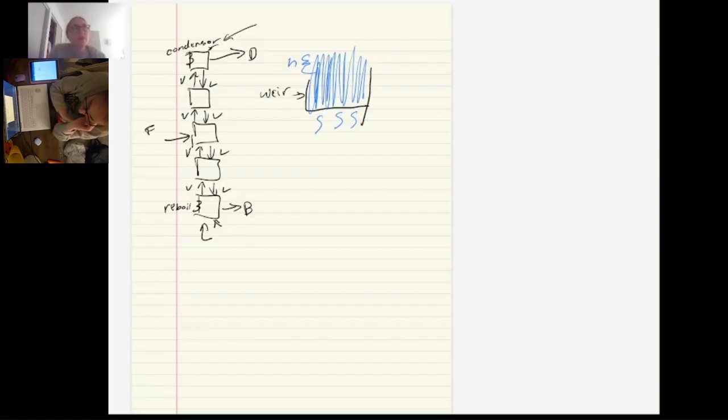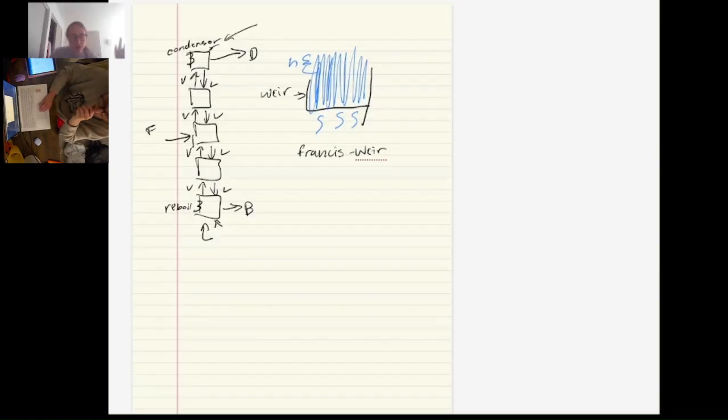So for the molar holdup, what we need to know about that is we have the Francis weir constant, or weir formula, and this is going to give us the weir constant, and we can use that to figure out this molar holdup as well. So we can go to our coding portion.